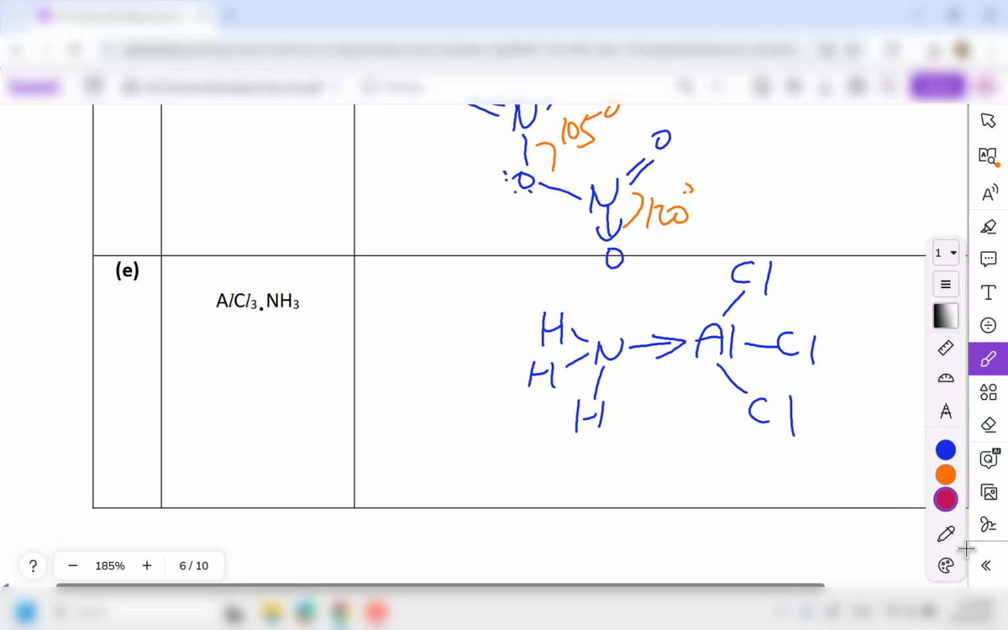So again, 109.5 degrees. This is 109.5 degrees. So the shape will be tetrahedral. It must be very specific: around N and tetrahedral around Al. You must be very explicit when you state the shape.